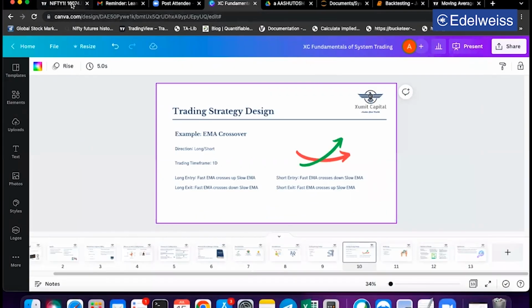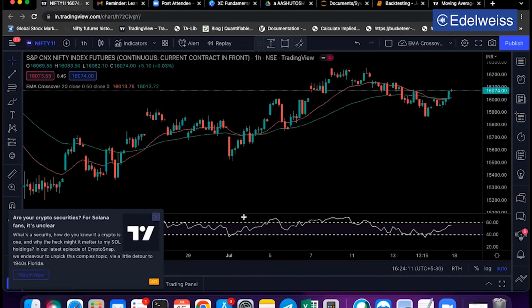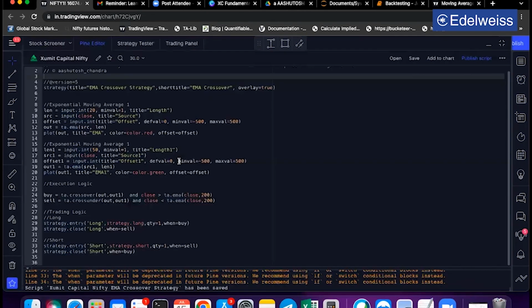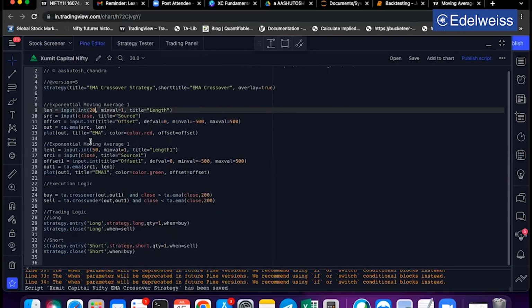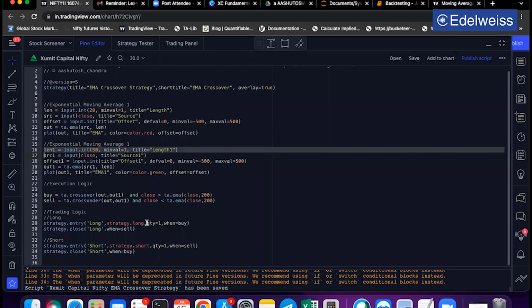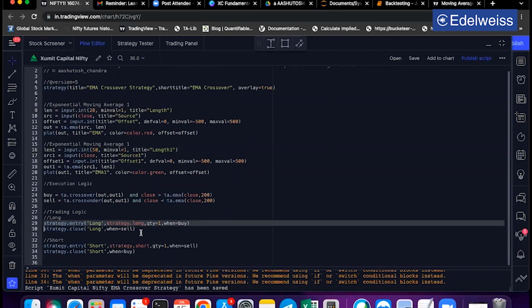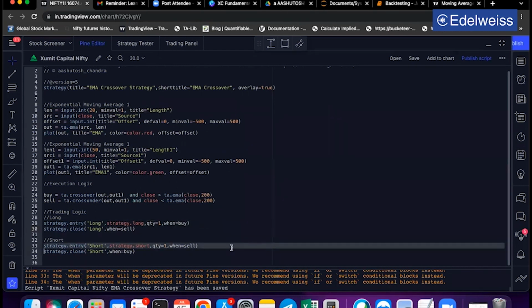तो आई हैव रिटन दिस कोड ऑन ट्रेडिंग व्यू 20-50 EMA का क्रॉसओवर की टेस्टिंग करने के लिए कि whenever the 20 EMA crosses the 50 EMA, so we'll go long. And whenever the 50 EMA crosses above the 20 EMA, we'll go short.